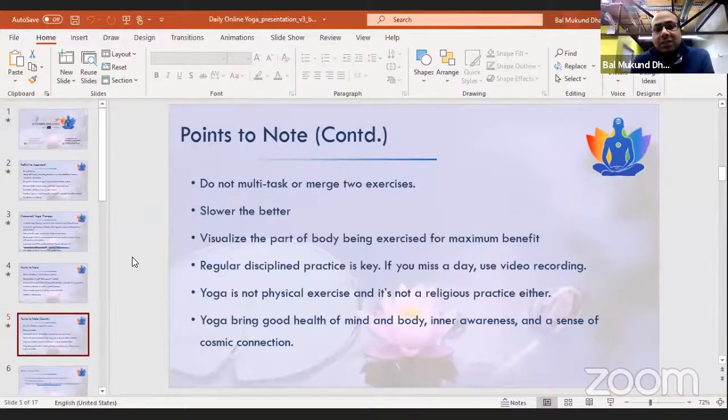Remember that yoga is not just physical exercise, it's a lot more than that, but it's not a religious practice either. So people from all religions are welcome, and it doesn't interfere with anybody's religious practices. Yoga brings good health of the mind and the body. It brings inner awareness and a sense of cosmic connection.